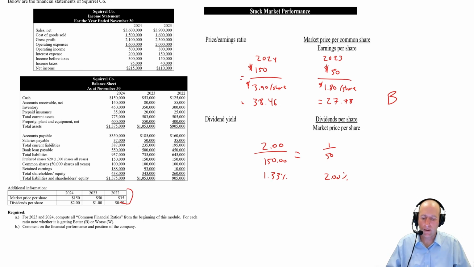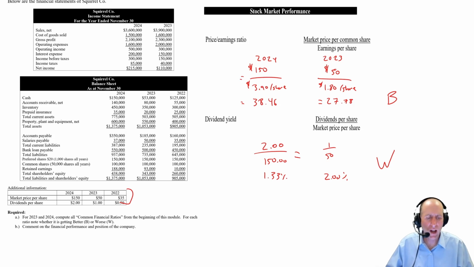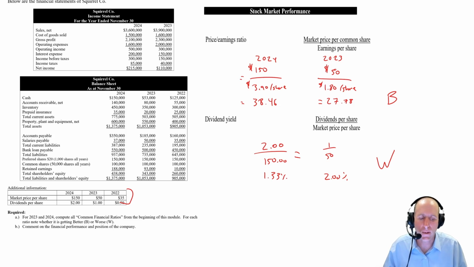Well, you would rather have a higher dividend yield, all else being equal. You would rather have more dividends. This is worse. Okay, so kind of a mixed bag here for stock market performance. It's going to depend on what you're looking for as an investor. If you're looking for that dividend and cash flow, this stock became a worse investment this year. If you're looking at just stock market returns, this is a very high performing stock. And so I would say overall, I would rate the top ratio as maybe more important than the bottom, but it's going to depend on the investor.